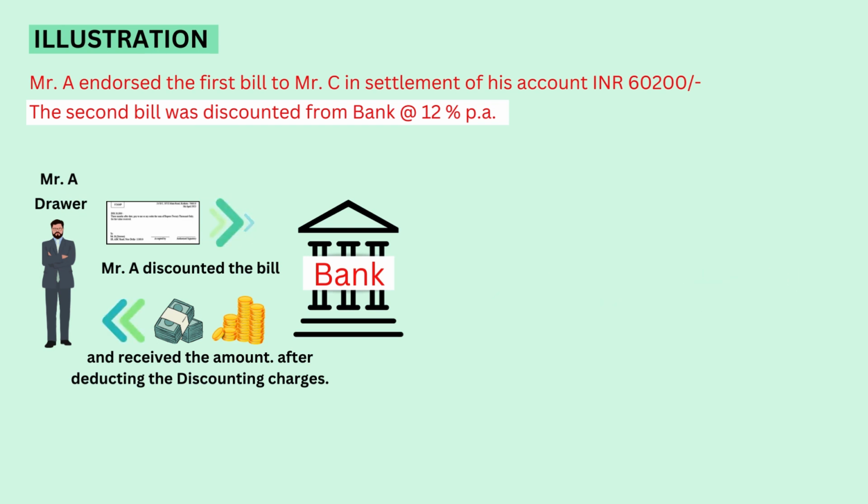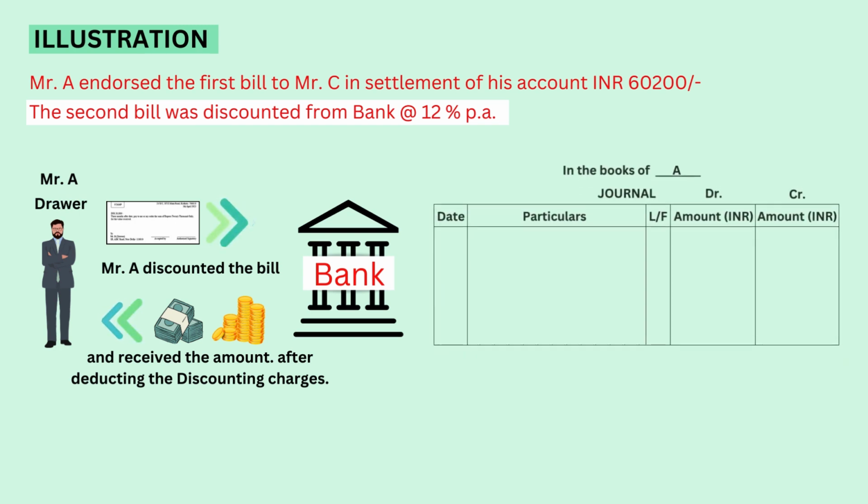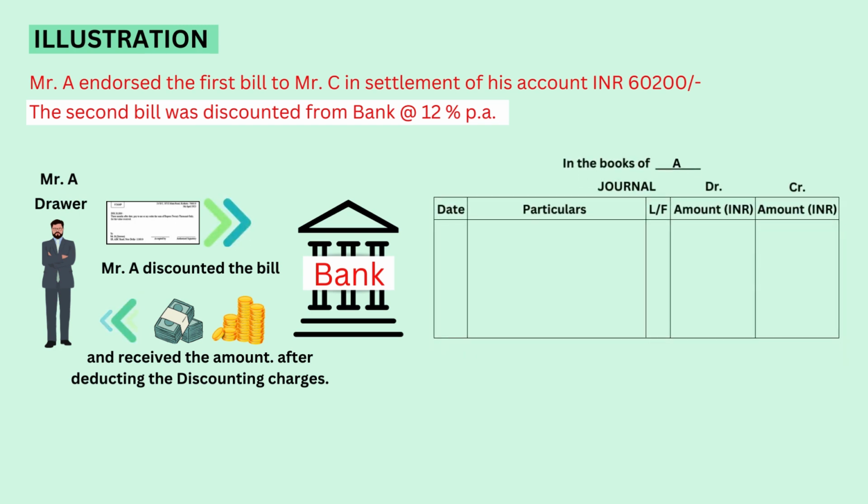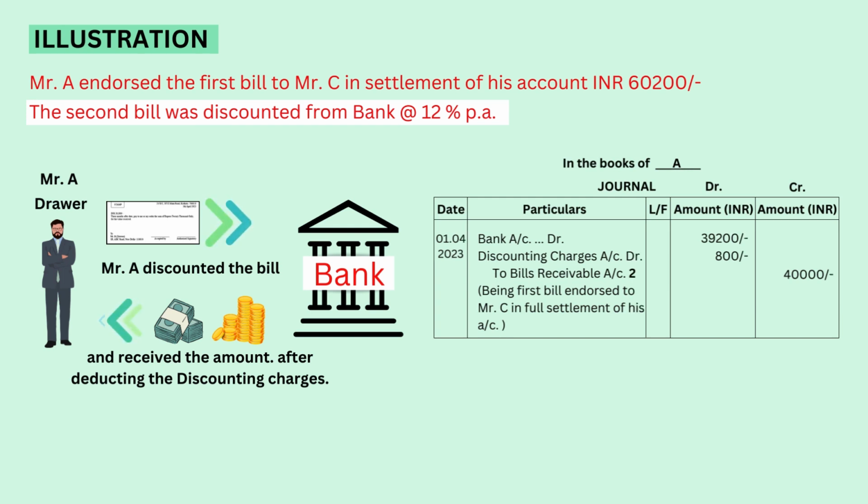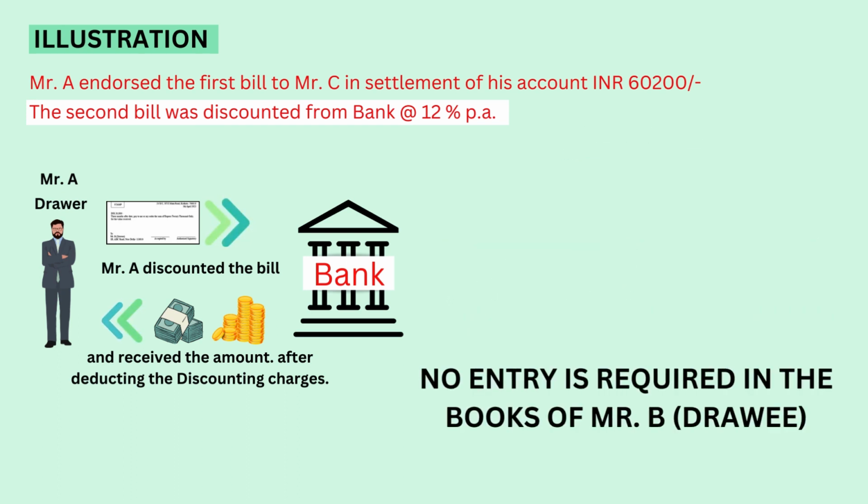Okay, now let's do the journal in the books of Mr. A. Bank account debit rupees 40,000 minus 800, that is rupees 39,200. Discounting charges account debit rupees 800. To bills receivable account rupees 40,000. Again, for this transaction, no entry is required in the books of Mr. B.